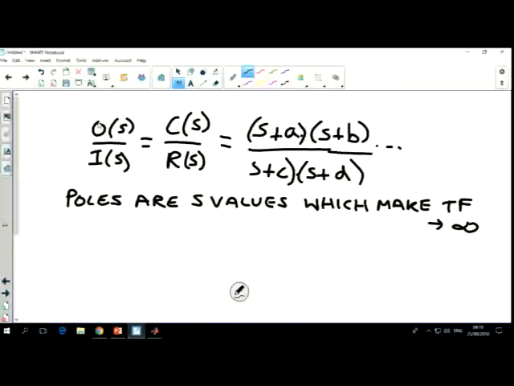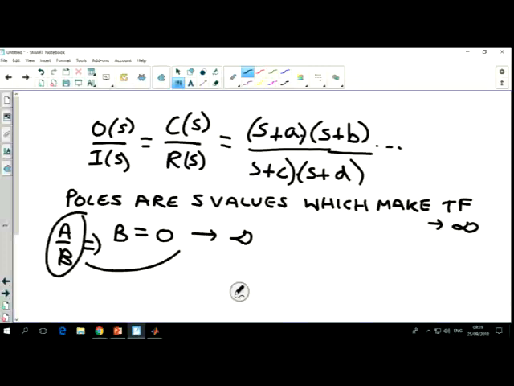Okay, so if you have an equation A over B, what in that equation could make that infinite? What could you set A or B to make that equation infinite? Zero. Which bit would you set to 0? B. B, yeah. So if you want that to be infinite, you would set B equals 0, and then the whole equation would tend to infinity. Yeah? So it's exactly the same with your transfer function. To make the transfer function tend to infinity, you set your denominator to 0.